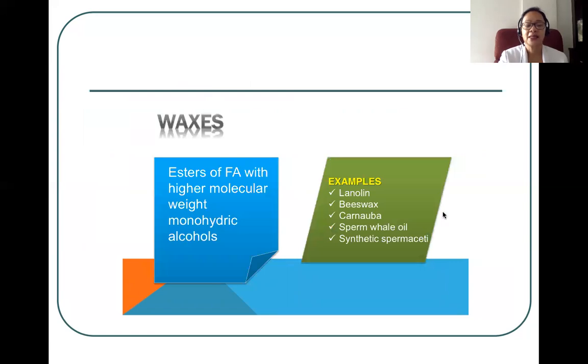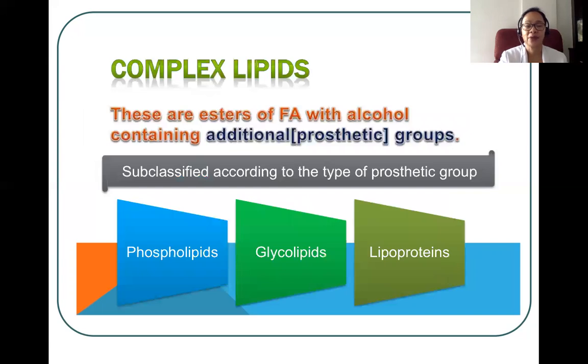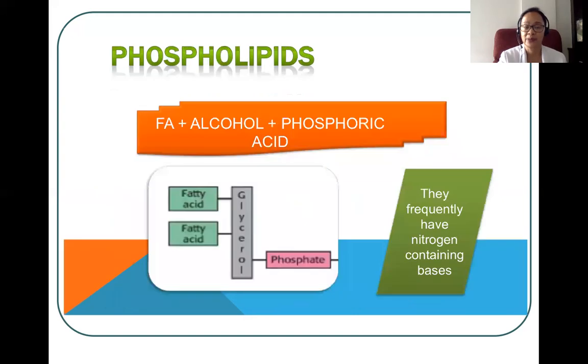So waxes, these are examples of your waxes. They are esters of fatty acids with higher molecular weight monohydric alcohols. Okay, let's proceed to complex lipids. So these are esters of fatty acids with alcohol containing additional groups. Meaning to say you have a lipid and a non-lipid component. And they are subclassified according to the type of prosthetic group. Like your phospholipids, the glycolipids, and the lipoproteins.